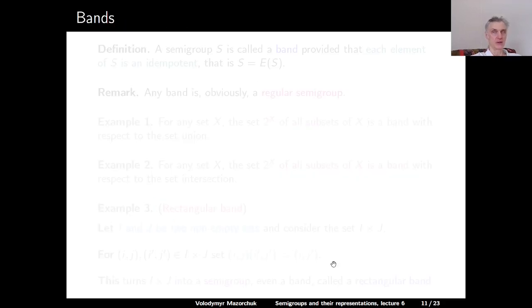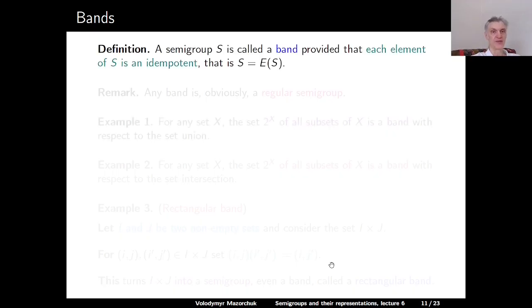Now let us talk about a very specific class of regular semigroups, which are called bands. Definition: a semigroup S is called a band, provided that each element of S is an idempotent. In other words, S is equal to E of S. Remark, any band is obviously a regular semigroup because it consists of idempotents. Every D-class consists of idempotents, so is a regular D-class.